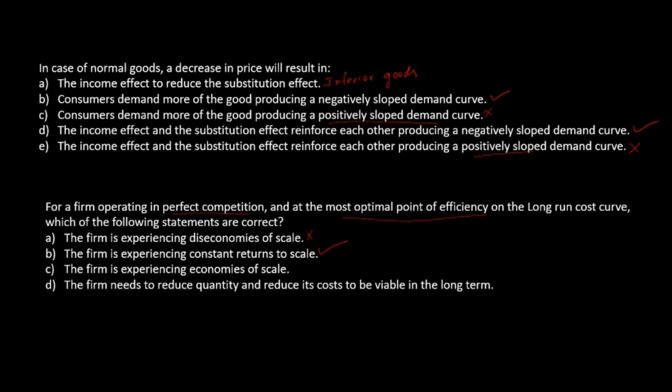The firm is experiencing economies of scale. This is not correct because there is no scope for this firm to further increase production. It is already at the most optimal point. The firm needs to reduce quantity and reduce its cost to be viable in the long run. This applies only in case of diseconomies of scale. So under constant returns to scale, this is not a correct option.